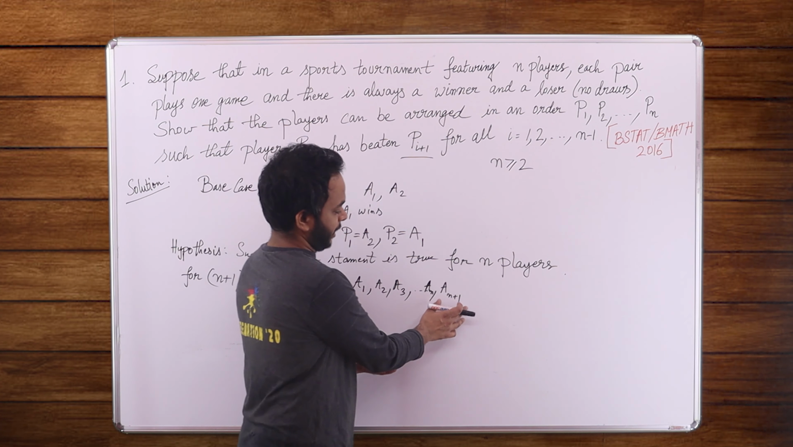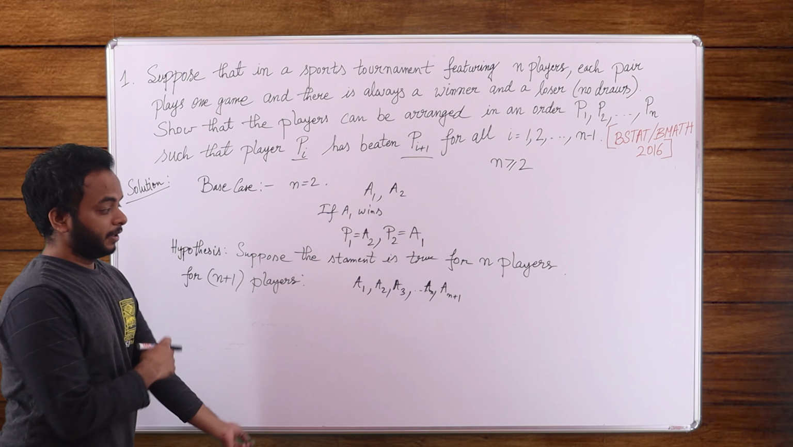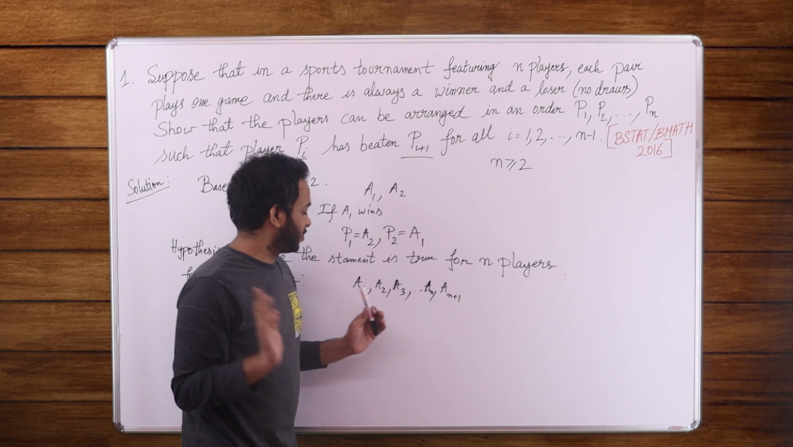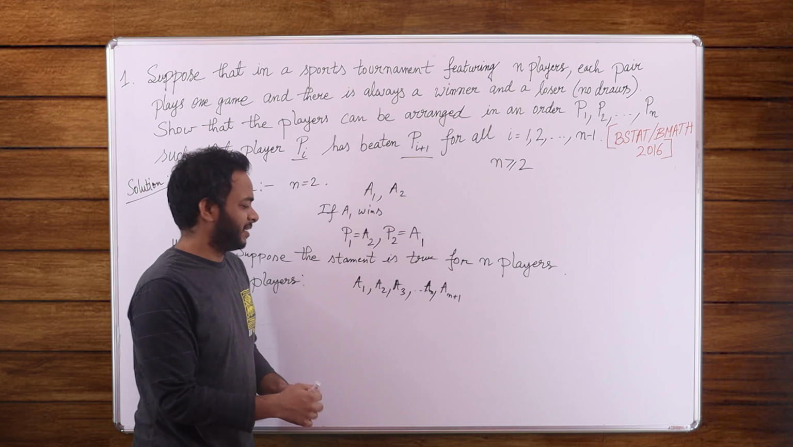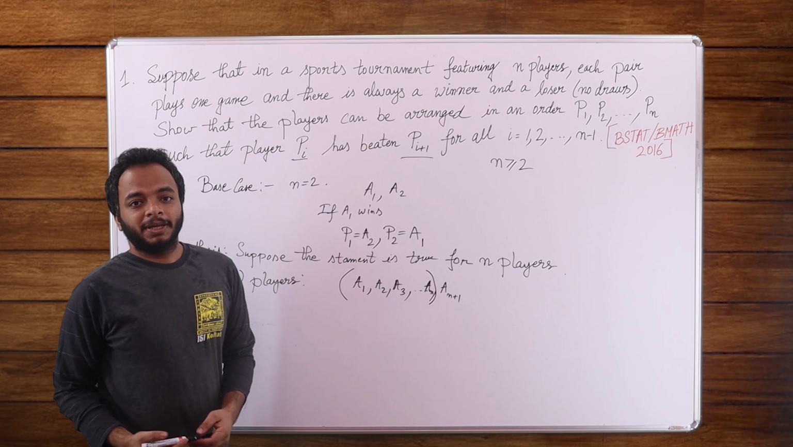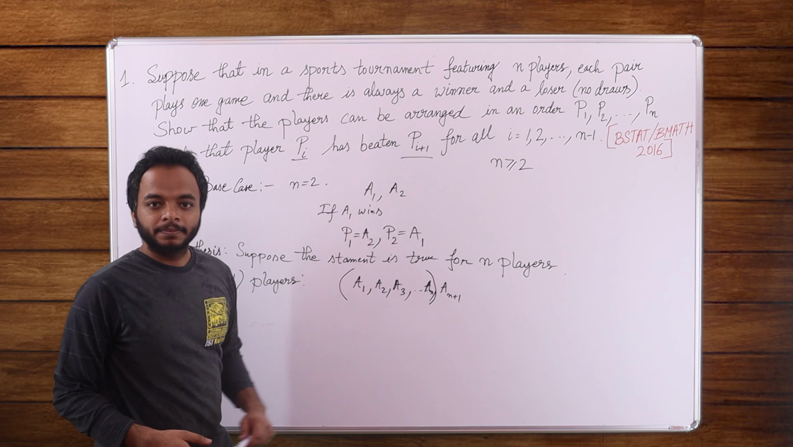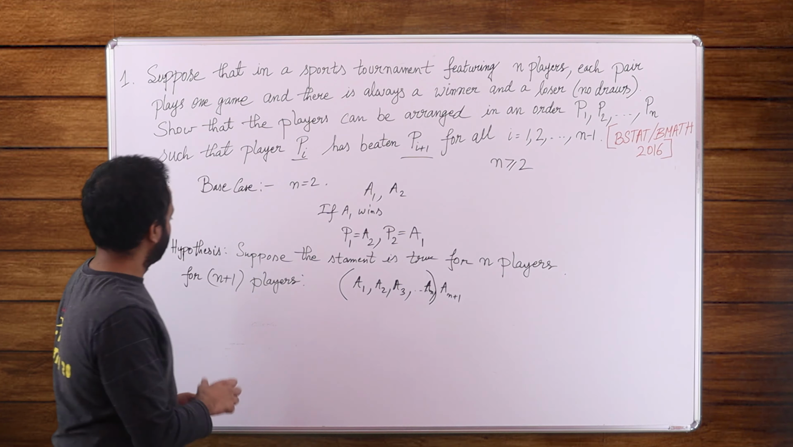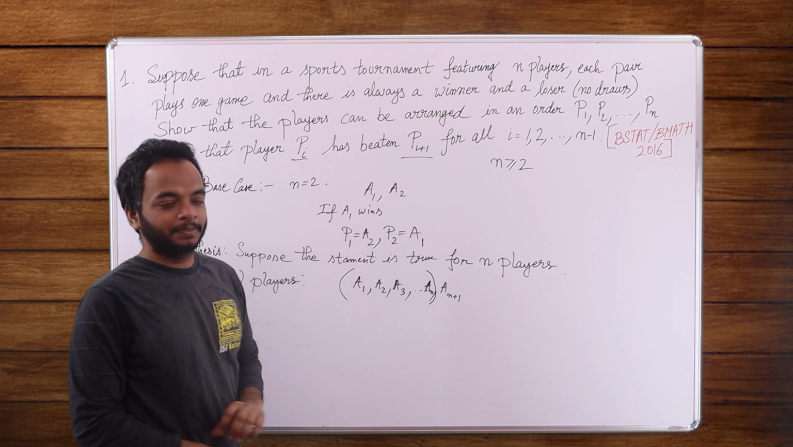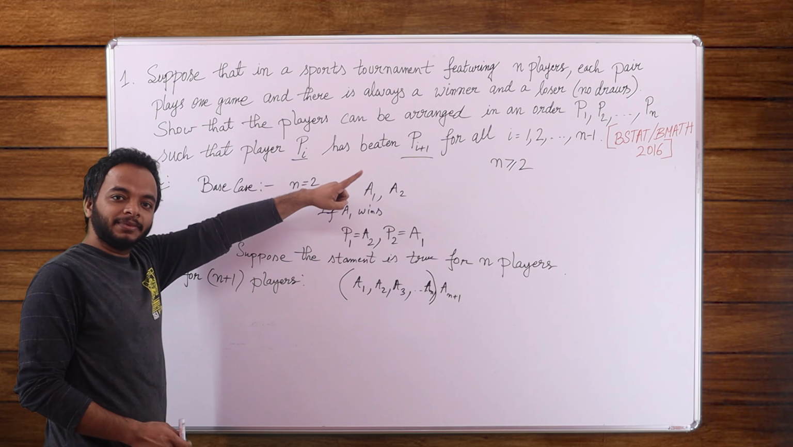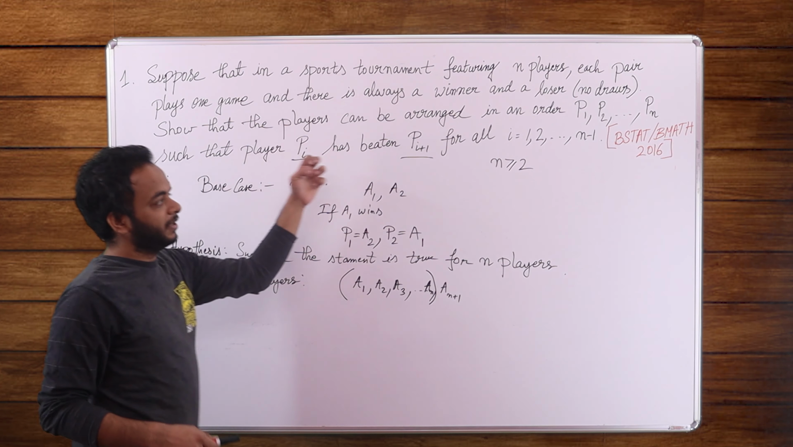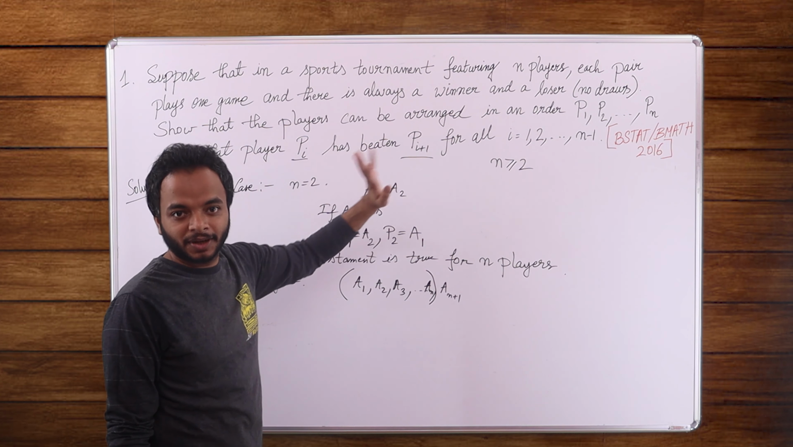And now I can take any n players. For example, let's take the players A1, A2 till An. My hypothesis says that this statement is true for these n players, right? So that means I can arrange them in such a manner that Pi will beat Pi plus 1.